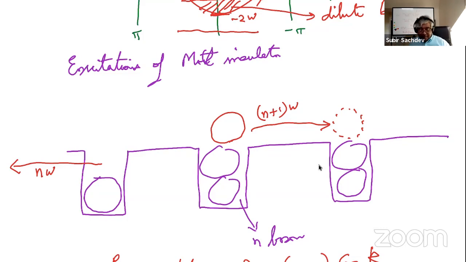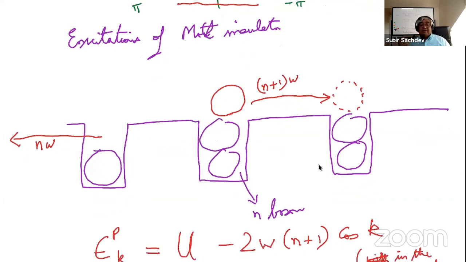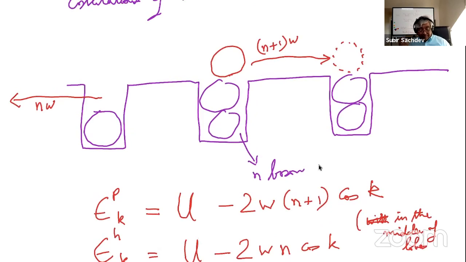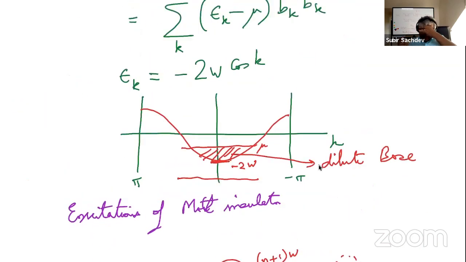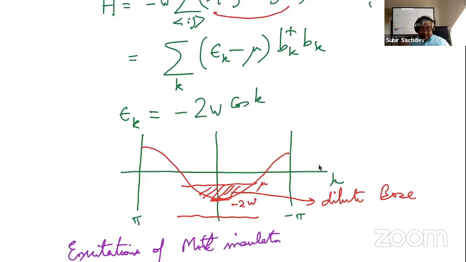And here you get bosons, which are particle-like or hole-like, either vacancies or extra particles. Okay, so that's a summary of the two phases and roughly the phase diagram.